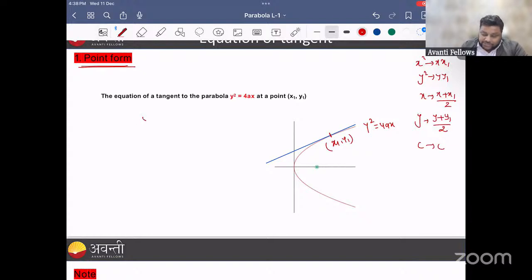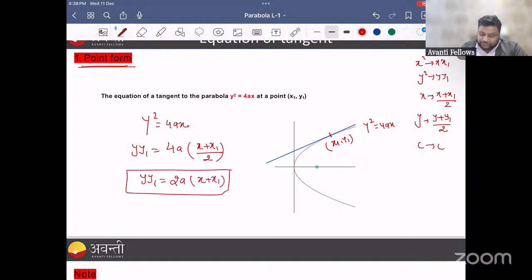Got it? Since it is y square equals 4ax, to get the tangent at (x1, y1), this point should be on the conic. It should not be somewhere inside or outside the conic. It should be on the conic. So it is y y1 equals 4a times (x plus x1)/2, so y y1 is 2a times (x plus x1). This is the equation of tangent in point form. Am I clear?